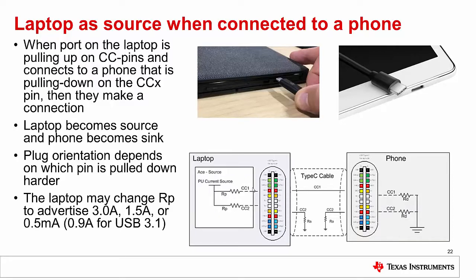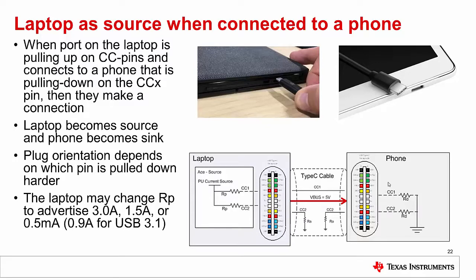But then shortly after, the laptop will toggle and pull up on the CC pin, but it will see that the voltage on the CC1 pin in this example doesn't come as high as on the CC2 pin, so it will recognize that there is a sink connected. And the phone will see that the voltage goes up on its CC1 pin, and it'll know that a source got connected. So the laptop stops toggling and provides 5 volts to the sink.